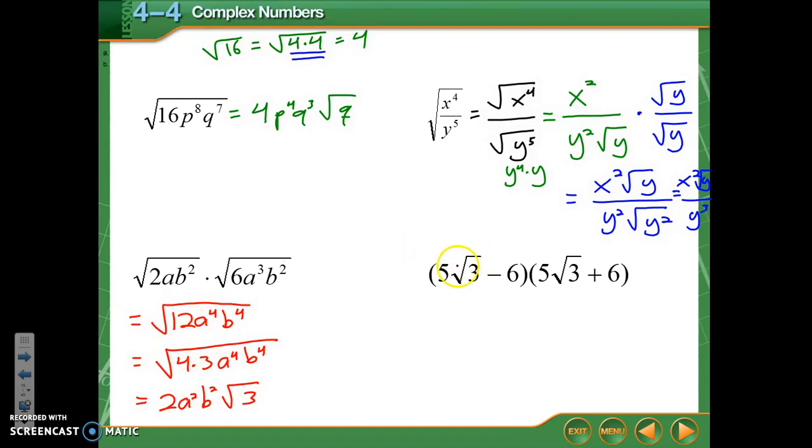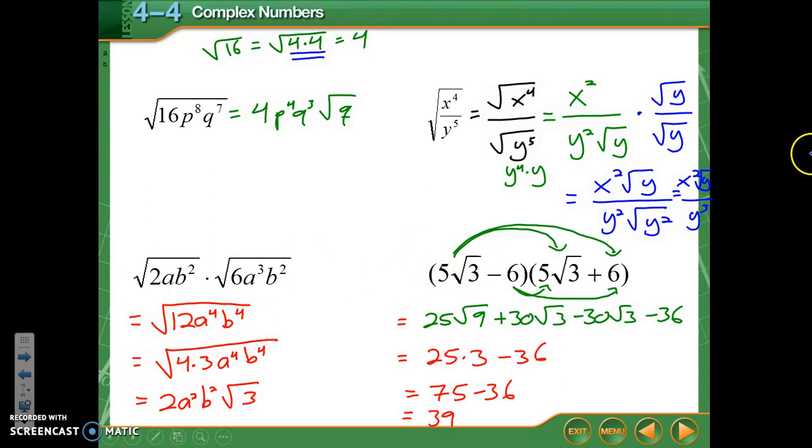Last but not least, here we're going to FOIL. So you can see the work here. 5 square root of 3 times 5 square root of 3 is 25 times the square root of 9. Square root of 9 is 3, so that's just 25 times 3, which is 75. My two middle terms become 30 square root of 3 minus 30 square root of 3. So those add out to 0. And then negative 6 times 6 is negative 36. And the rest of this is just simplifying. 75 minus 36 is 39.